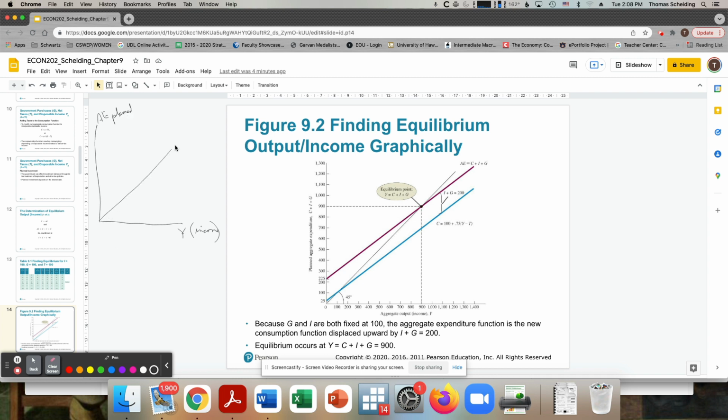And at a 45-degree line, at all of these points, our income or output, it's the same thing, our income output would equal our planned aggregate expenditures. What that means is that our equilibrium has to exist somewhere along that 45-degree line, because along that line, there are no unplanned changes in the inventories.